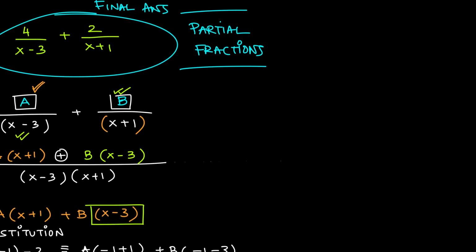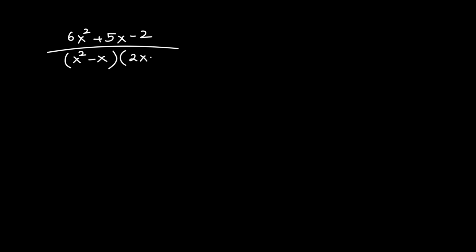Let's move on and solve some other question. Something like (6x² + 5x - 2) divided by (x² - x)(2x + 1). Now, one other thing that you have to observe is that you should always factorize the denominator.